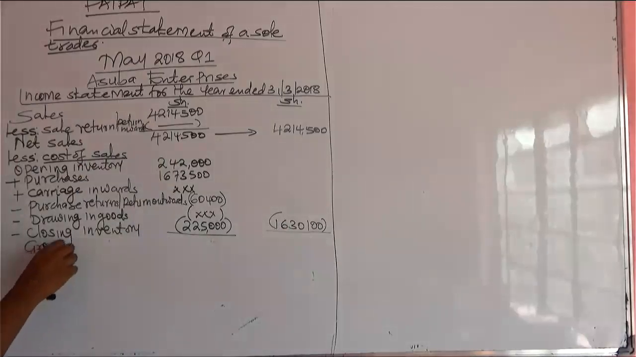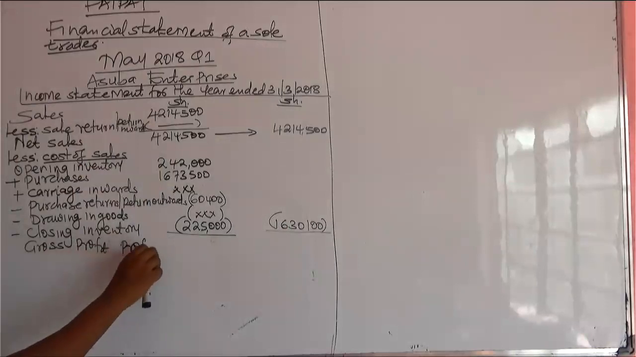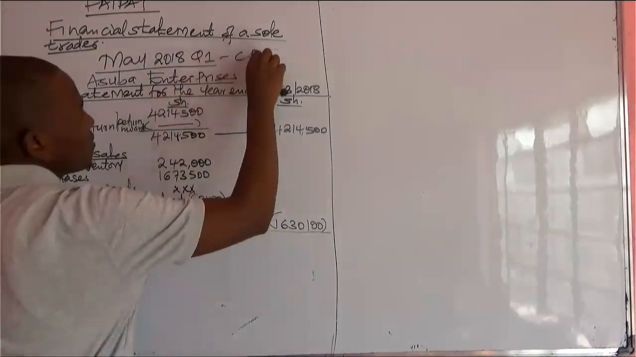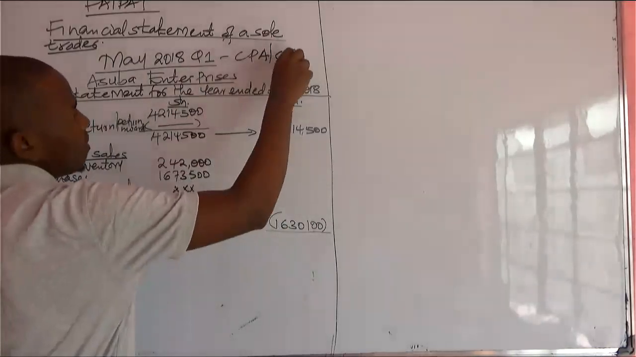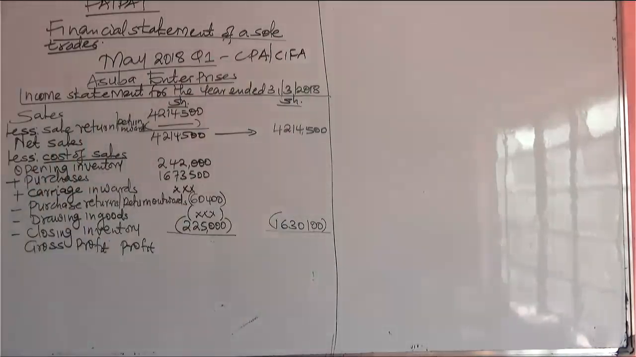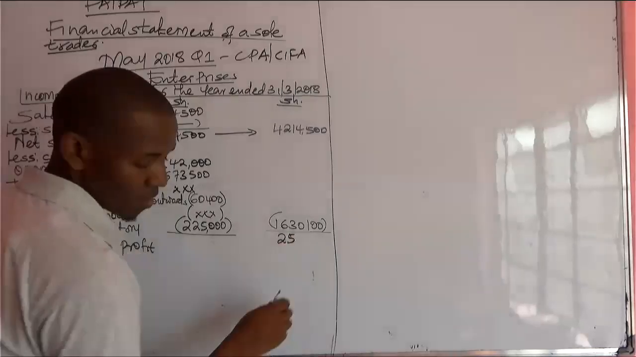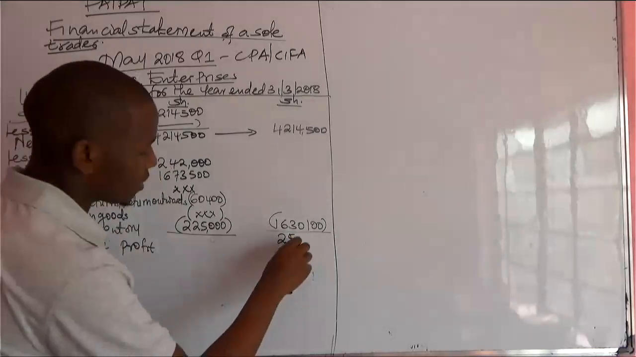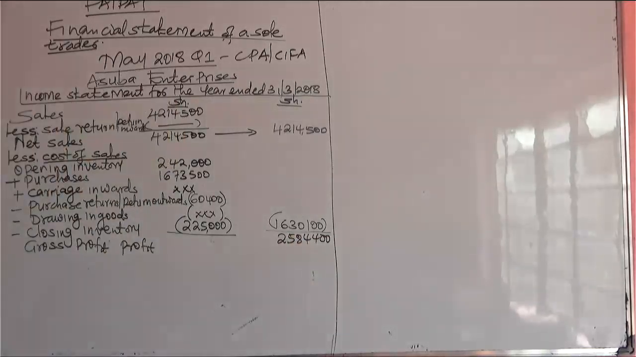Less from there, you get the gross profit. And B indicates in this equation, like for this one, I've said is for the CPS of CIFA. The paper is always the same. So we proceed. So gross profit is 2,584,400. That is the gross profits.